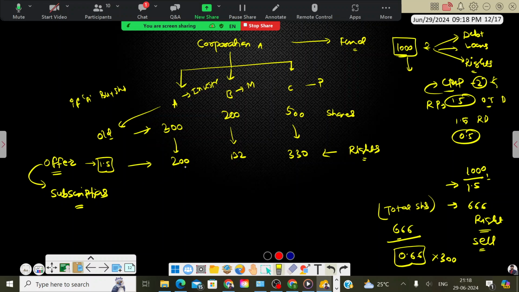Against these rights, you can cast your votes, because you will get 200 rights. Let's say the assumption is you have cast a vote for 250, and B has cast a vote for only 100 shares although the eligible shares are 132, and this guy is not interested.